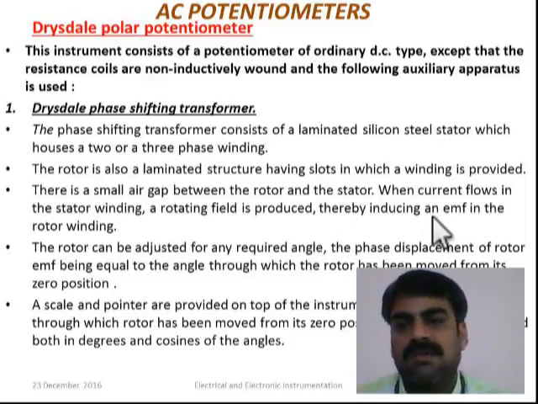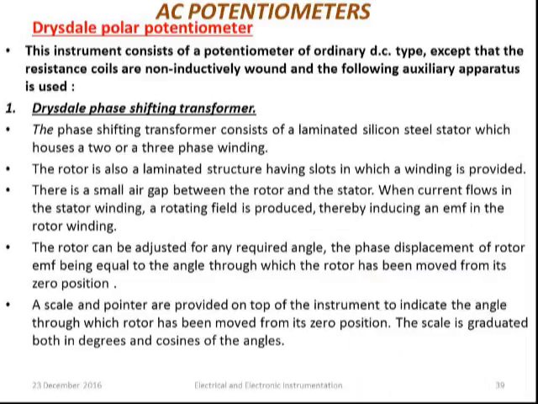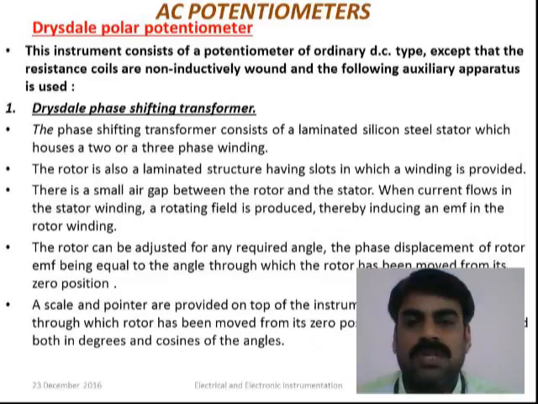The phase displacement of rotor EMF is equal to the angle through which the rotor has been moved from its zero position. And there is a scale and a pointer provided on top of the instrument to indicate the angle through which the rotor has been moved from its zero position. The scale is graduated both in degrees and cosine of the angles.